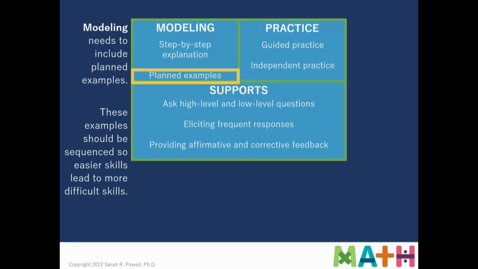The other thing that's important to think about in modeling is, what are the examples that we are using when we're modeling? We want to make sure that those examples are thoughtfully planned, because you might not have a lot of time. You might say, I'm only able to do one modeled problem today. And so you better make the best modeled problem that you can possibly make, because quickly students are going to start to practice. So really thoughtfully plan the examples that you're going to bring into your modeling.